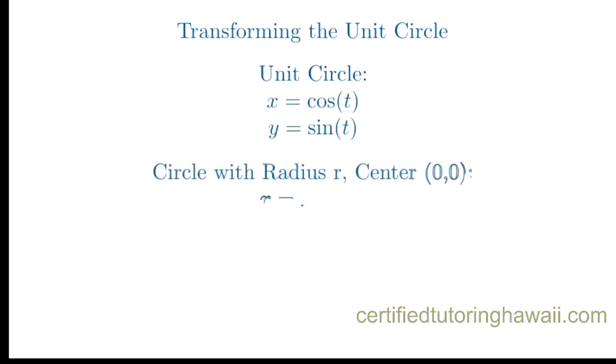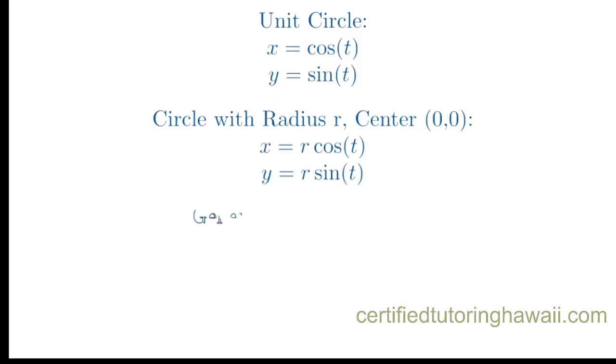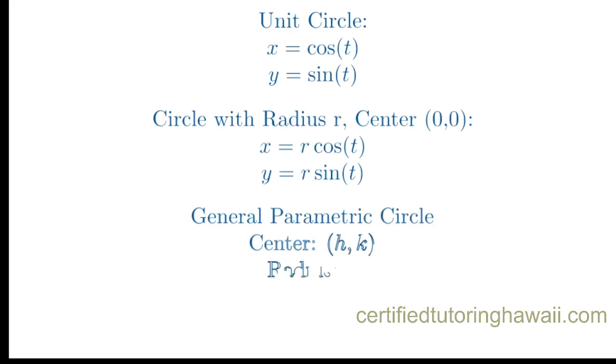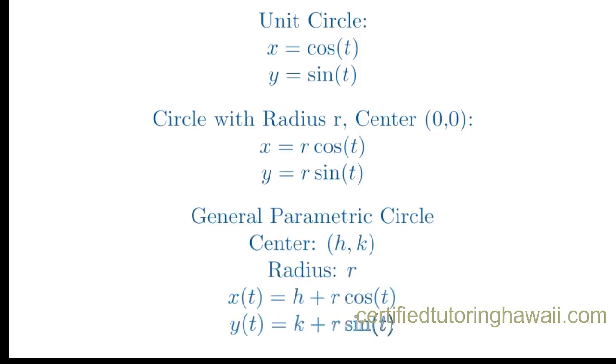Think back to the unit circle. X-coordinate is cos t, y-coordinate is sine t, the radius is 1, and the center is at 0, 0. To change the radius, we multiply the trigonometric functions by the new radius r. So, our new equations become x equals r times cos of t and y equals r times sine of t. To change the center from the origin to some new point, h, k, we just add h and k to our equations, respectively. This gives us the general form for a parametric circle. X equals h plus r cos of t, and y equals k plus r sine of t. This describes any circle centered at h, k with radius r.